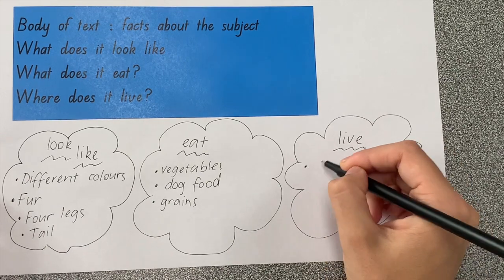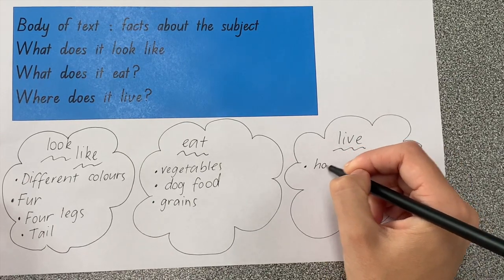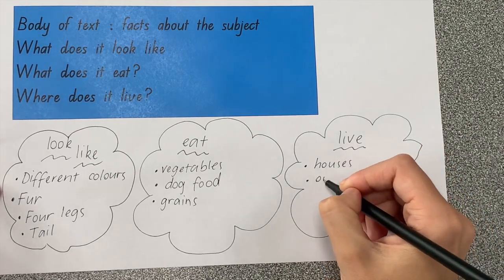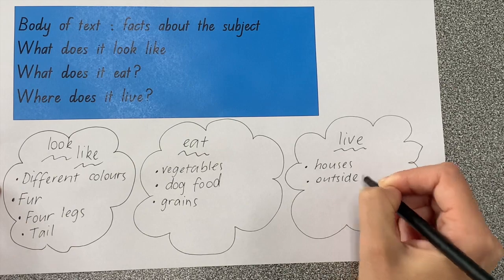Our last bubble is, where does it live? Dogs can live in people's houses. Sometimes they can live inside people's houses or outside people's houses.